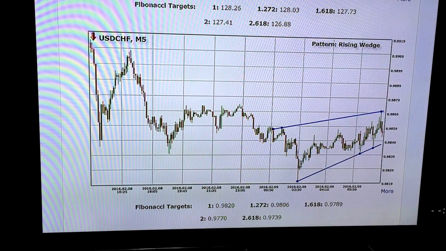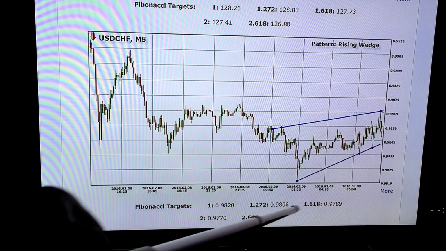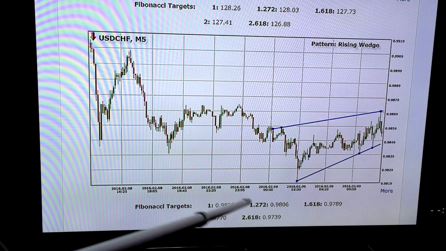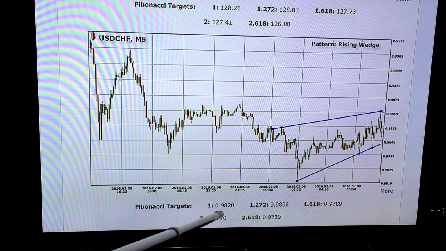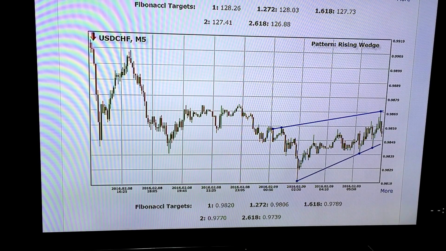So what this scanner does is more than what I'm saying here. It also shows you where to exit. Your exit point should be at any target from this place. Actually, I go for this number one target. You understand? If I'm going to sell, I go for this number one target here. So we're at 0.9820. So this does a lot more than what I'm saying.